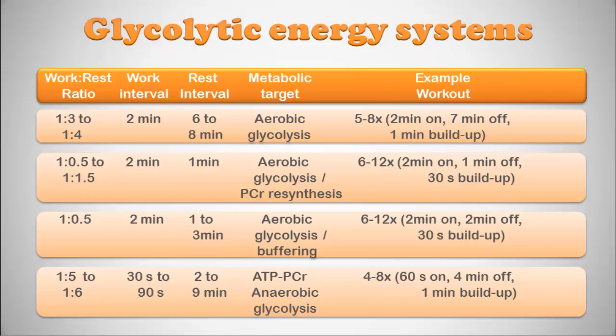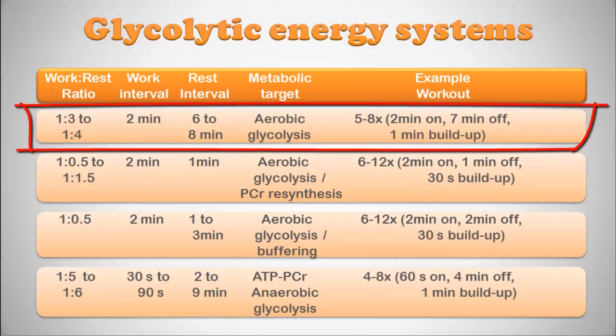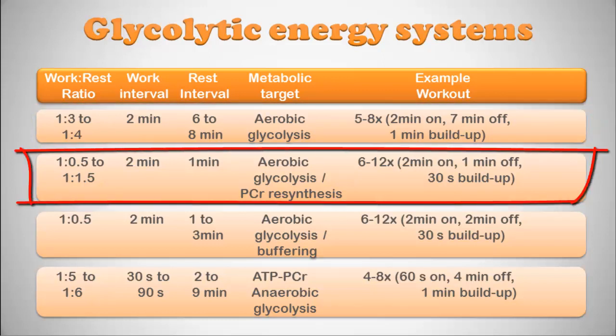Now, if you're going to choose work to rest ratios in the 1:3 and 1:4 region, your work interval can be in the 2-minute range and your rest interval can be in the 6 to 8 minute range. You're really going to be targeting, I guess, the low end of aerobic energy systems there. So really aerobic glycolysis. An example workout there, 5 to 8 times, 2 minutes on, 7 minutes off, and 1 minute build up. That's actually going to be a pretty good workout for improving your VO2 max. You've got a lot of time to rest, to dissipate all those metabolites that build up during the workout. That's a great workout.